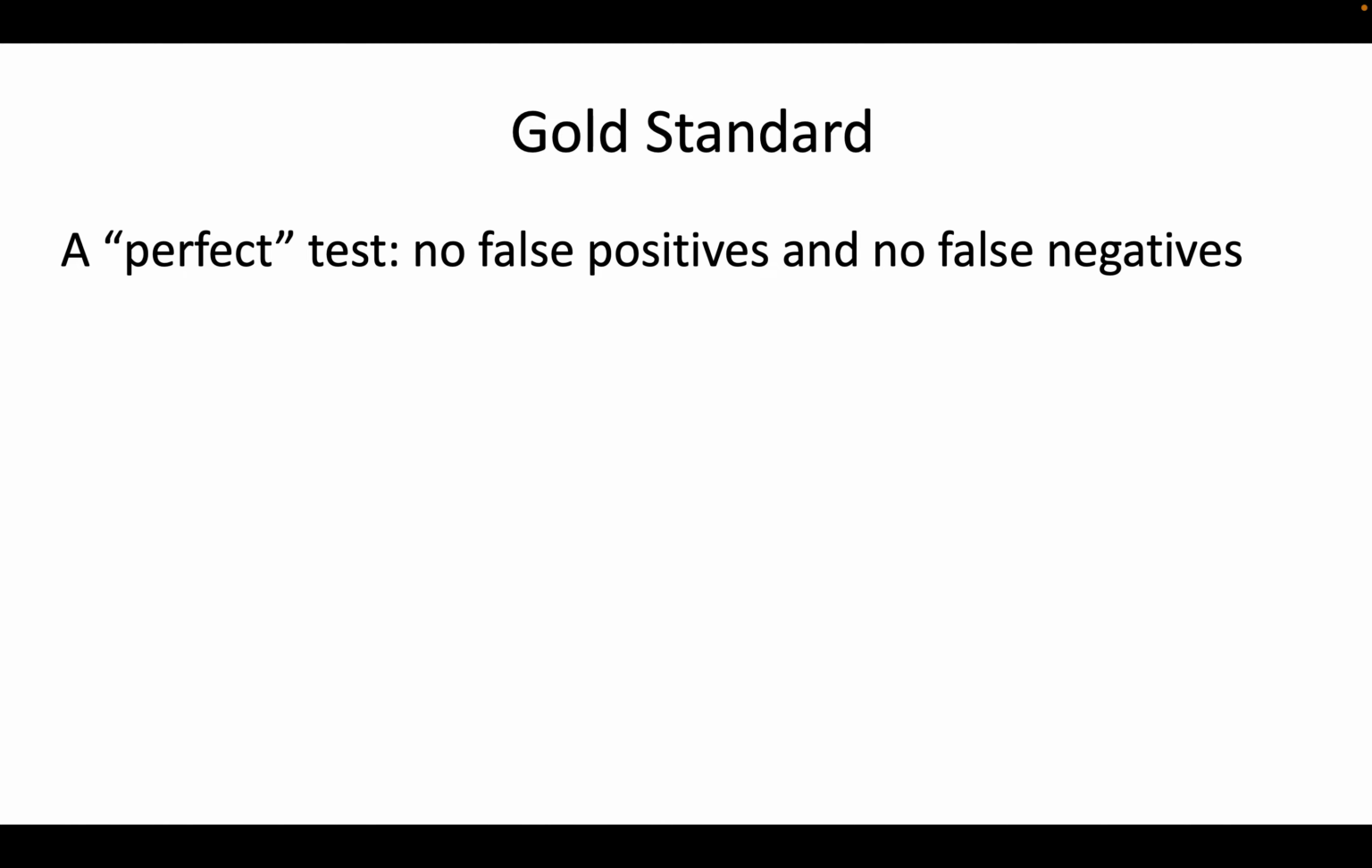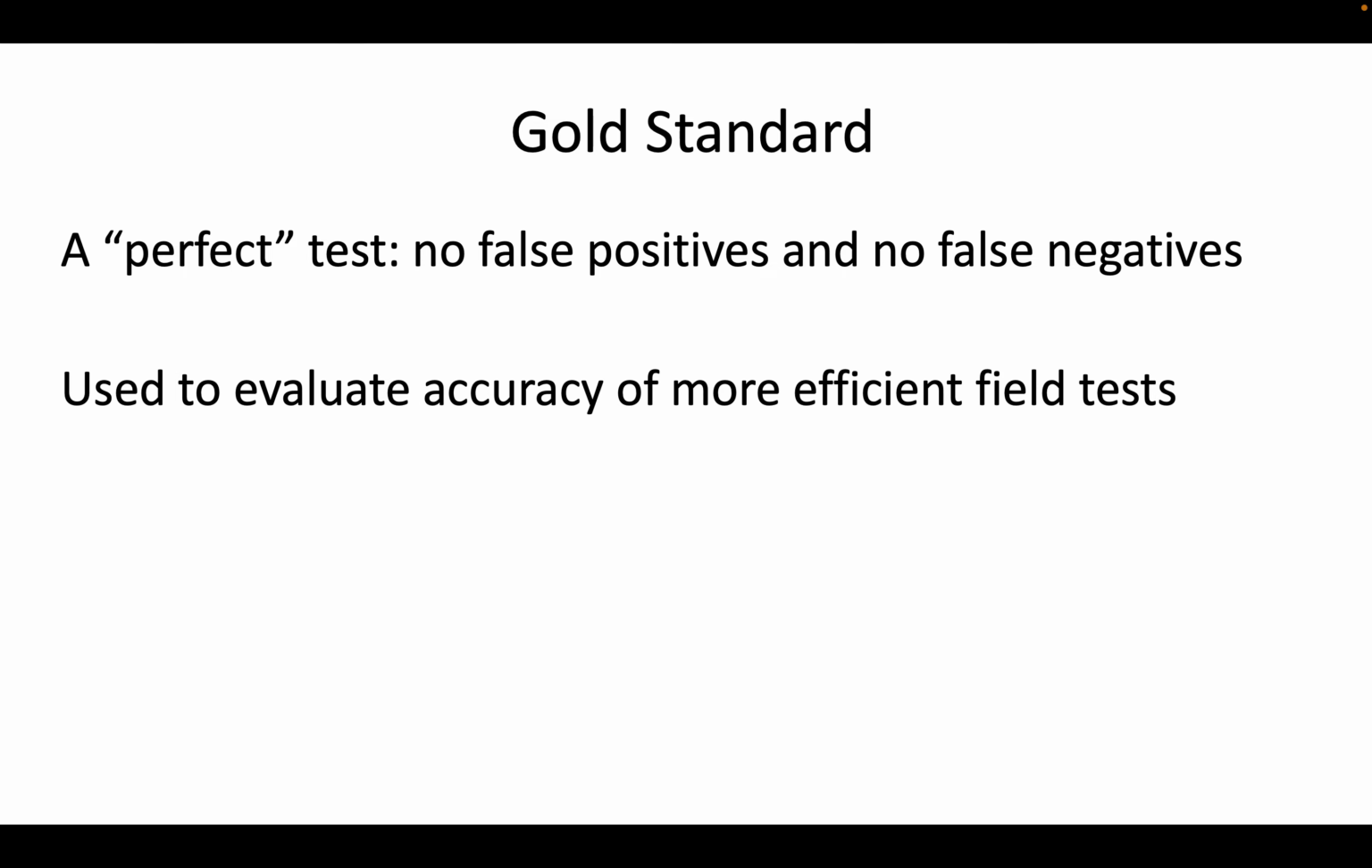This video is going to cover sensitivity and specificity, which are ways of evaluating a test in comparison to a gold standard test. So just to start off with, a gold standard test is a perfect test that has no false positives and no false negatives. They're often kind of hypothetical, but there are a few gold standards out there, and they're useful for evaluating the accuracy of a more efficient test, like a field test, in comparison to this expensive or time-consuming gold standard.